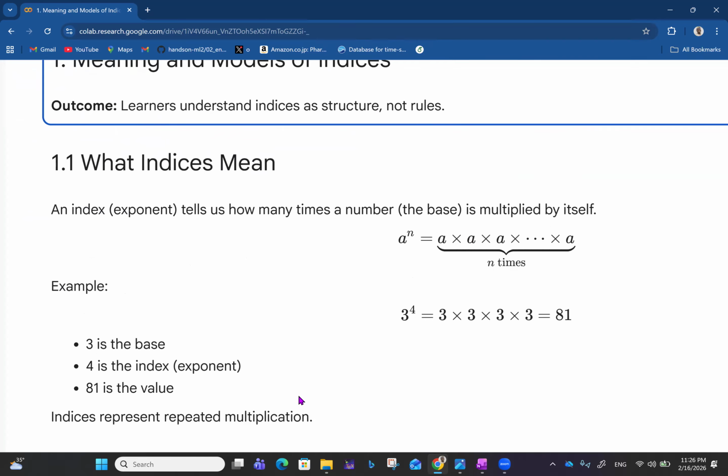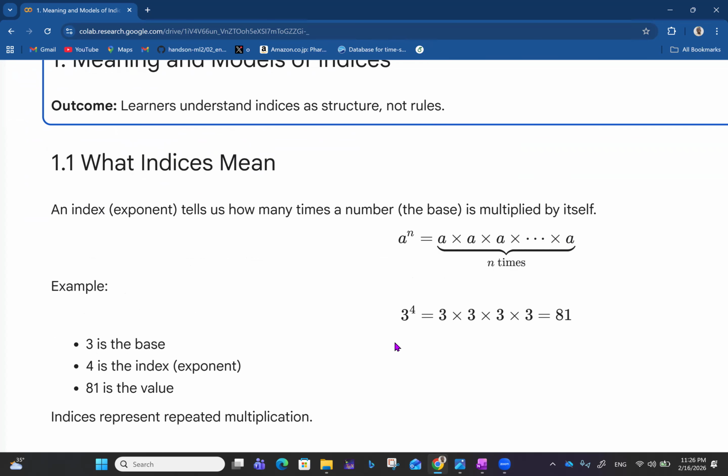What indices mean. An index or exponent tells us how many times a number, which we can call the base in this case, is multiplied by itself. So an index is all about how many times a particular number is multiplied by itself. That's all. So if you have a raised power n, it means you have a times a times a times a, and that goes on n different times. So that's a raised power n.